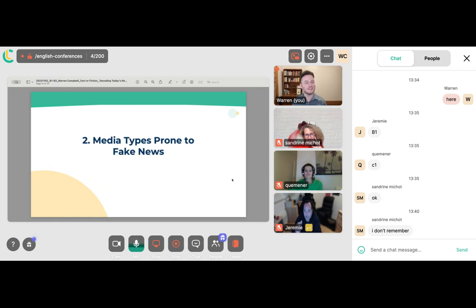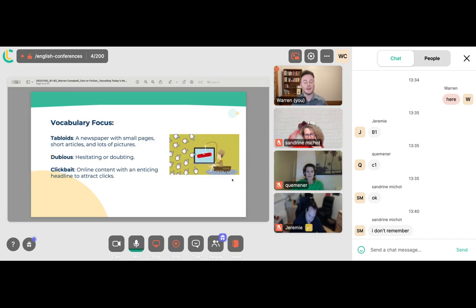Part number two, media types prone to fake news. A little vocabulary focus once again here. First one here, tabloids. Tabloids. This is the type of newspaper that typically has a small number of pages, short articles, and lots of pictures. Quite often they have a bad reputation as well.